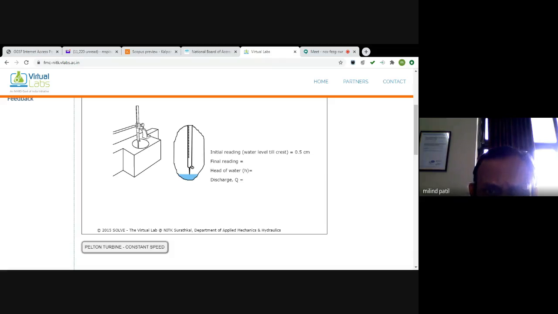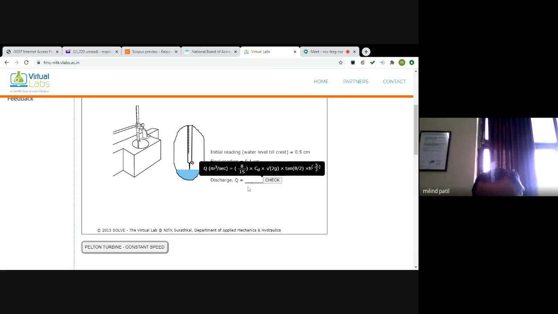Now what we have to calculate, we have to find out the discharge first. So set this initial reading and final reading. So that's the change of level of water. Now these are the readings which are available. The head of water is 8.6 centimeter. Now I have to calculate the discharge.